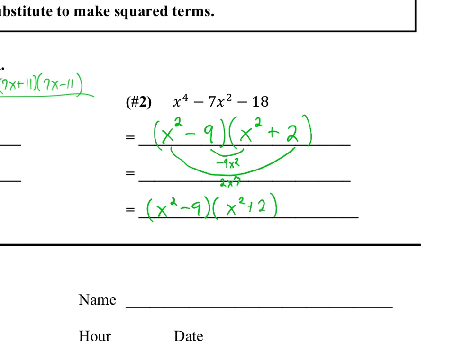And now we can actually factor this first one. We have a difference of squares again. You also want to check if you can factor some more. The x squared minus 9 is going to be x plus 3, a difference of squares, times x minus 3. And then x squared plus 2 is going to come along for the ride. And this is our final answer.